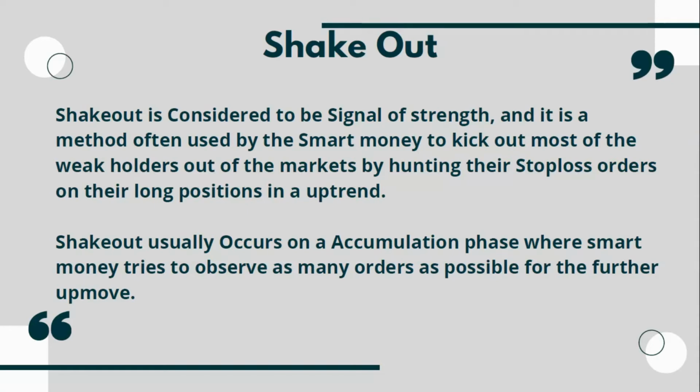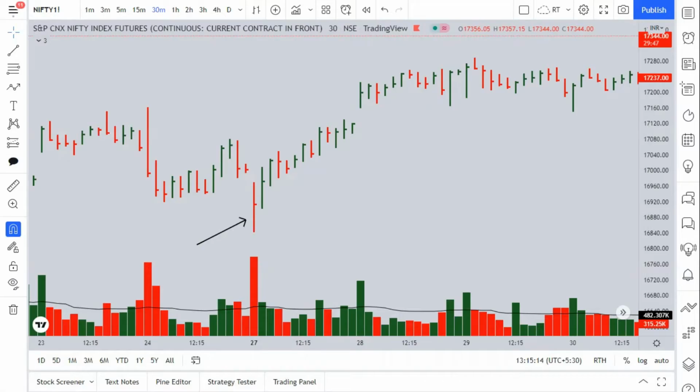A shakeout usually occurs in an accumulation phase, where smart money tries to absorb as many orders as possible for the further up move. So right now we have the Nifty 30 minute chart, the Nifty futures, and here we have one of the shakeout examples. So what is actually a shakeout? I already told you, a shakeout is where smart money tries to kick the weak holders out of the markets. In simple terms, there is an accumulation phase right here, right?